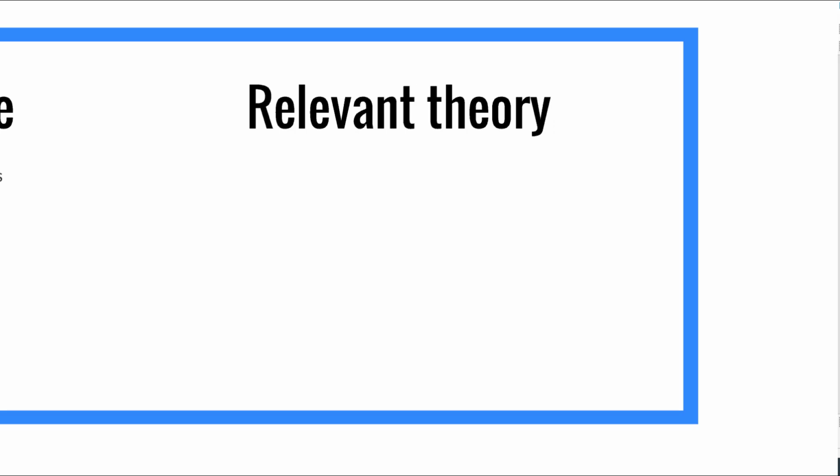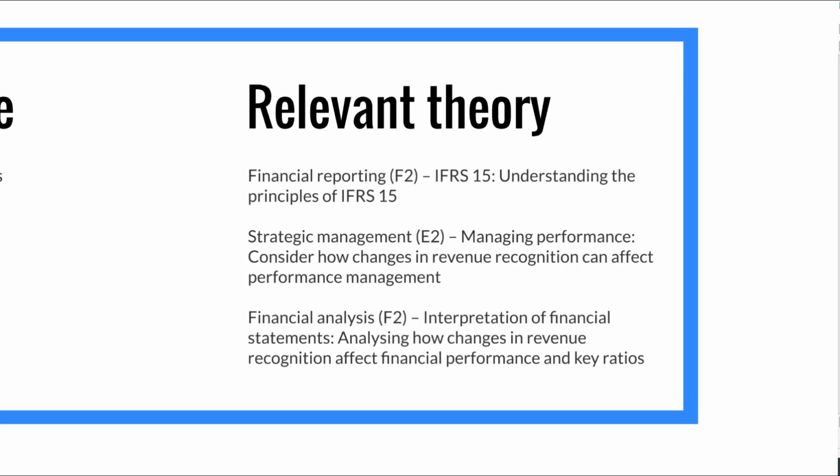Okay, let's move on to the relevant theory. So we've got financial reporting, IFRS 15, understandably. So basically understanding the principles of IFRS 15 and the impact it has on things like revenue recognition. I've got a bit of E2 in there as well, looking at managing performance, so looking at how changes in revenue recognition can affect performance management and reporting within the company, and also interpretation of financial statements from F2. So analysing how changes in revenue recognition affect financial performance and key ratios such as profit margins and return on equity.